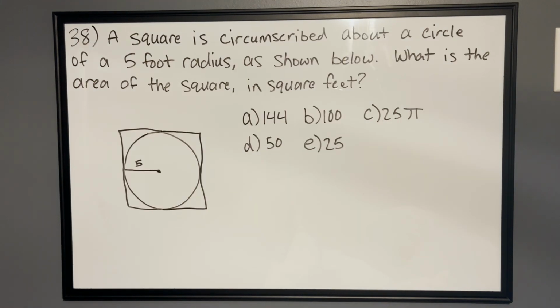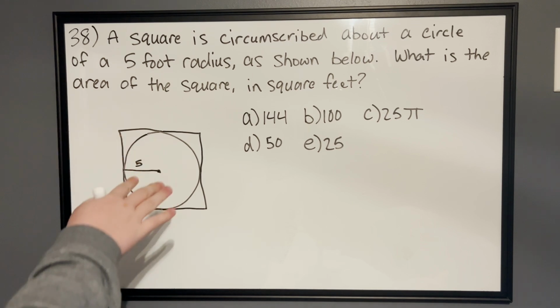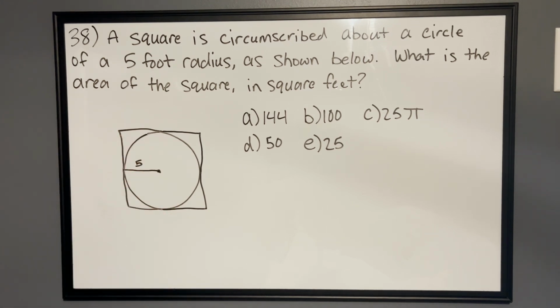All right, so here we have question number 38. It says a square is circumscribed about a circle of 5-foot radius, as shown below. What is the area of the square in square feet? So here's the diagram of what we have. It's not a perfect square. I mean, you can see it squiggles, but again, by hand, this is tough to draw. But we want to figure out what is the area of the square.